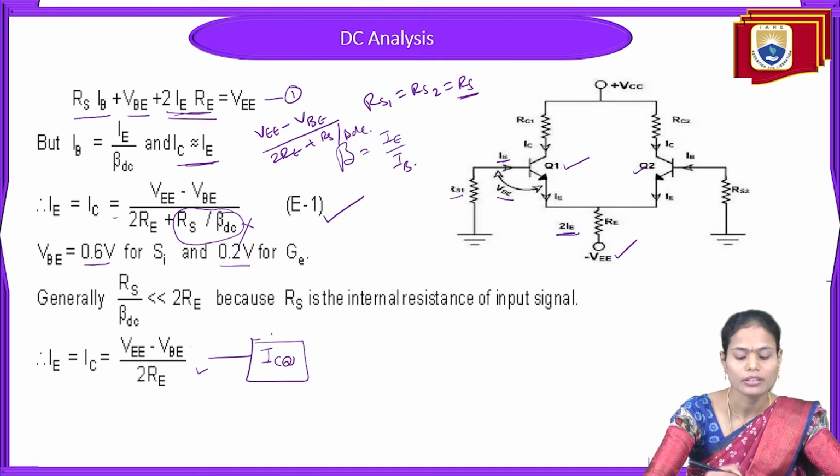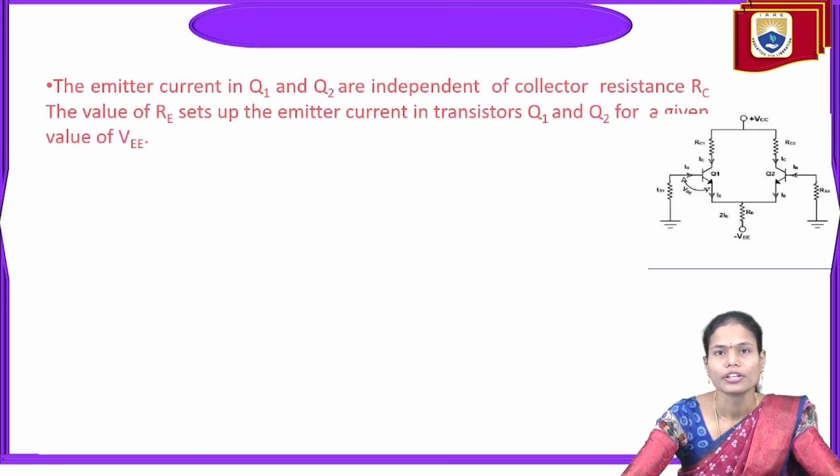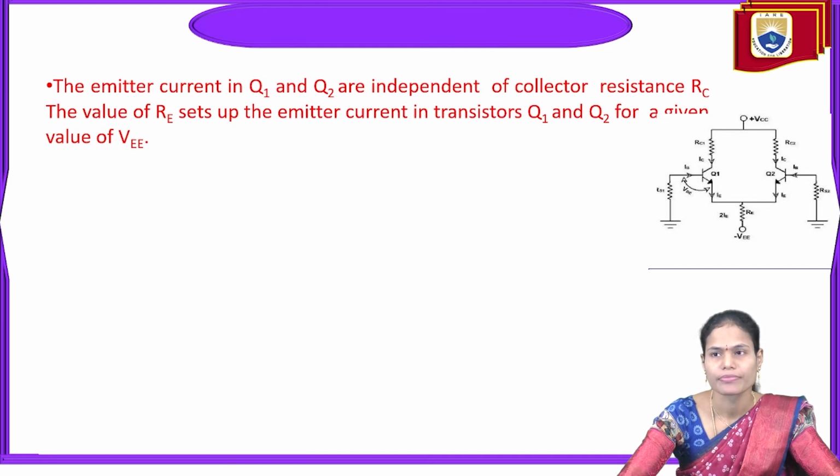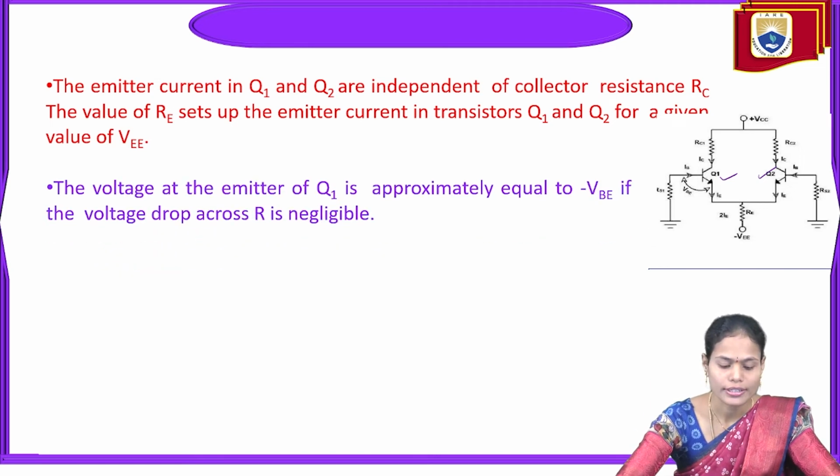This is one of the coordinates of the operating point Q. And to find the VC voltage, again we are taking the emitter current in Q1 as well as Q2 as independent of the collector resistance RC. So the value of RE sets up the emitter current in transistors Q1 and Q2. For the given value of VEE supply, the voltage at the emitter of Q1 is approximately equal to minus VBE if the voltage drop across this RS resistance is negligible.